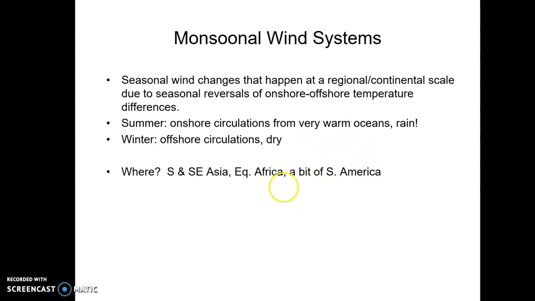So where do we find these? Southeast Asia, Equatorial Africa, a bit of South America are the standard monsoon areas of the world. The famous ones are South Asia, like India, Bangladesh, and Southeast Asia, Thailand, Vietnam, Singapore, those regions, and also the islands off of Southeast Asia as well, Indonesian islands, Malaysia, and so on, are important monsoonal regions. Equatorial Africa has a region that behaves this way with a very big seasonal switch, as does part of the Amazonian basin in South America.